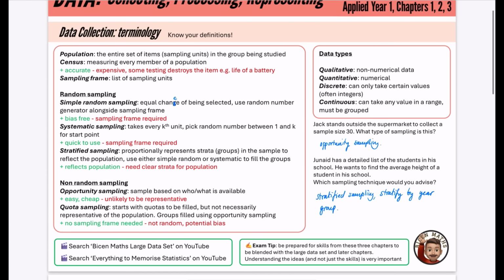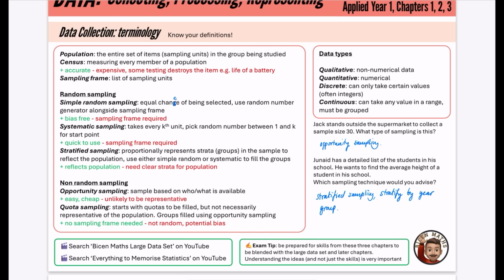Now, chapter 1 does also cover the large data set. Now, large data set for Edexcel is to do with weather. I'm not including it in this just in case it's different exam boards of people that are looking at it. Plus, the large data set has a lot of information. I have a dedicated video for it that you can search for on YouTube. If you want to hear a bit more about some of these things, you can also go to the Everything to Memorize Statistics video on YouTube as well.